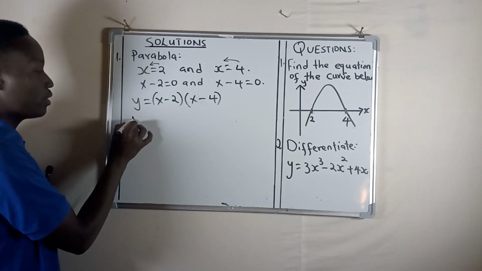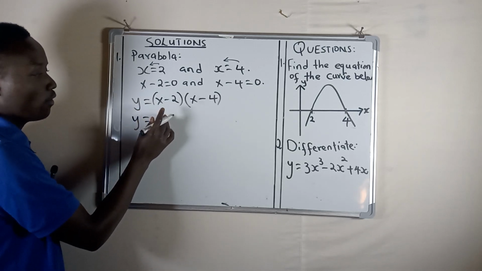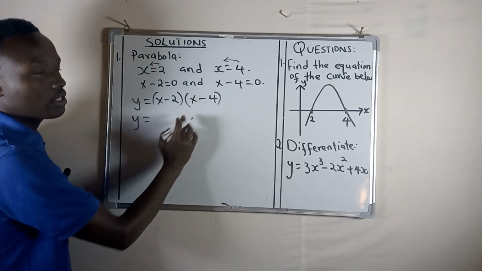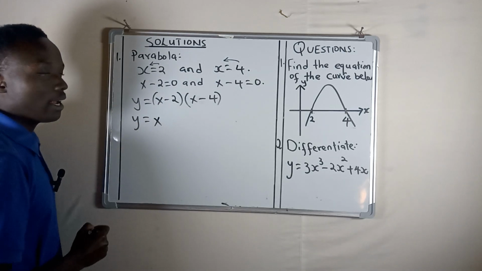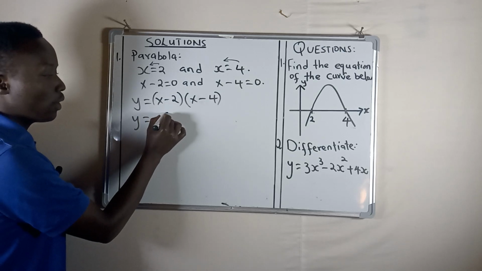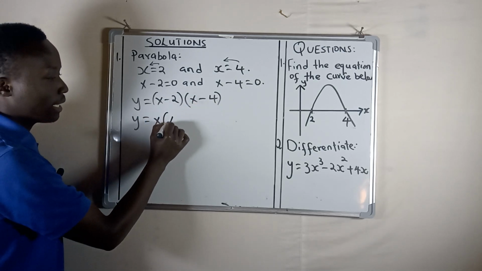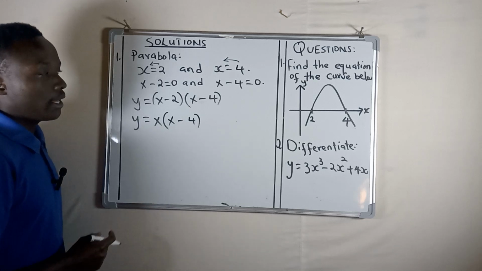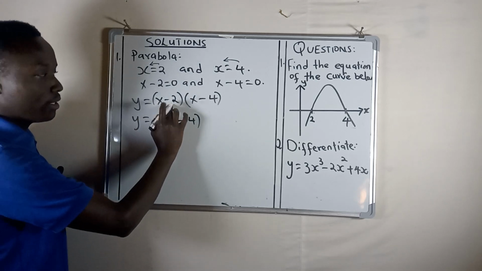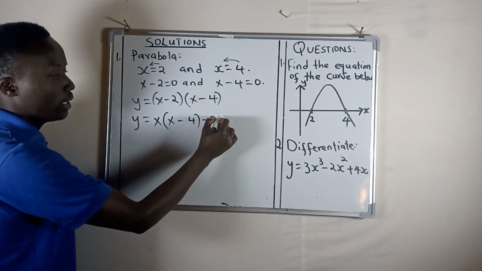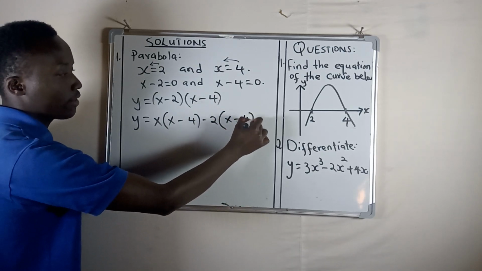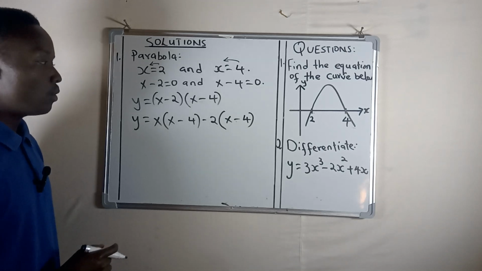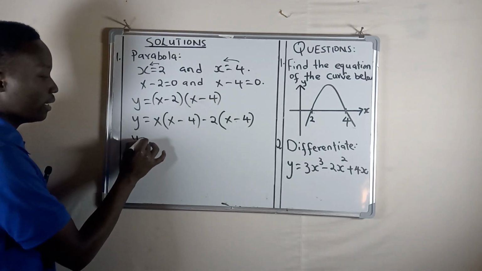So y is equal to, for us to expand these two identities, we take the first value, which is x, and open the second bracket, x minus 4. Then we take the second value, that is minus 2, and open the second bracket again, x minus 4.